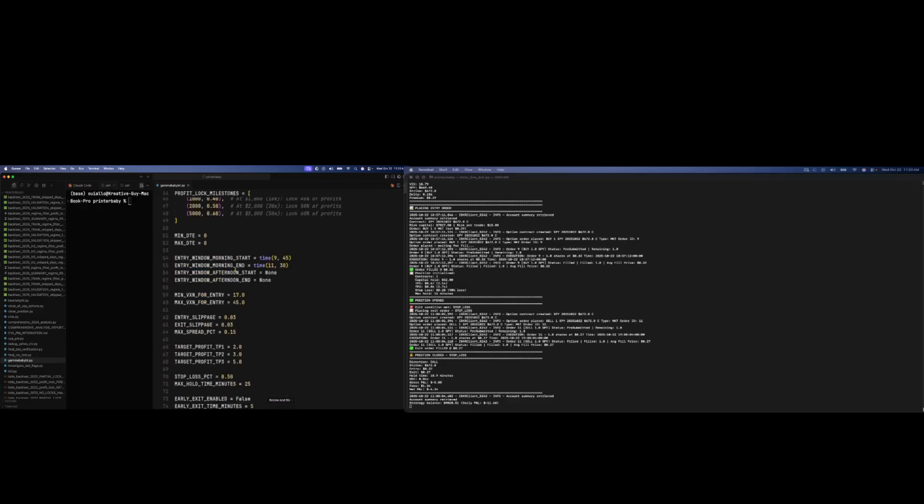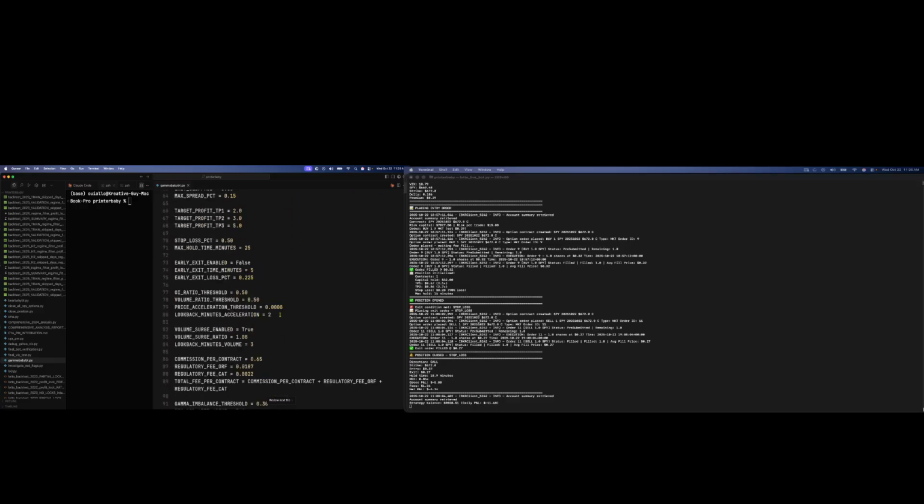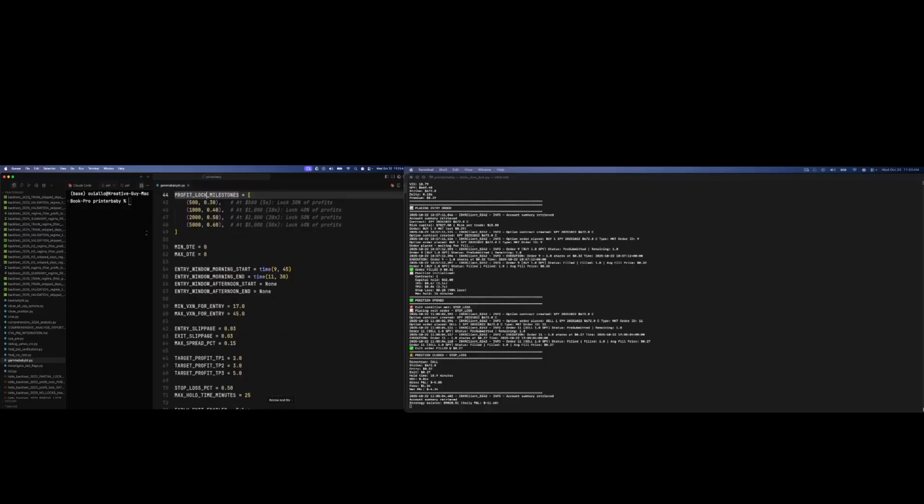Same thing. Everything is the same for Lotto. If you're following us, there's nothing different. I just want y'all to see this backtest and check out the results. I'm gonna let the results speak for themselves.